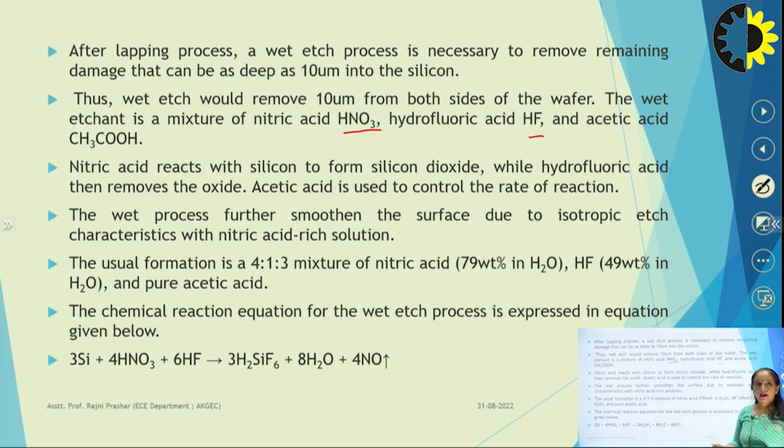They will react with the silicon and may form silicon dioxide, and the usual formulation is a 4:1:3 mixture of nitric acid with 79% weight in water, and hydrofluoric acid with 49% weight in water, and the acetic acid is used as pure. The chemical reaction used in the wet etching process is expressed as silicon plus nitric acid plus hydrofluoric acid. It will give you H2SiF6 plus water plus NO, nitrogen oxide.